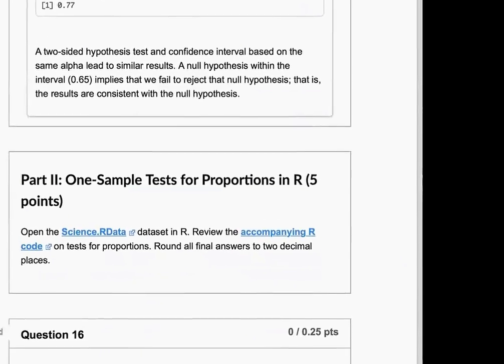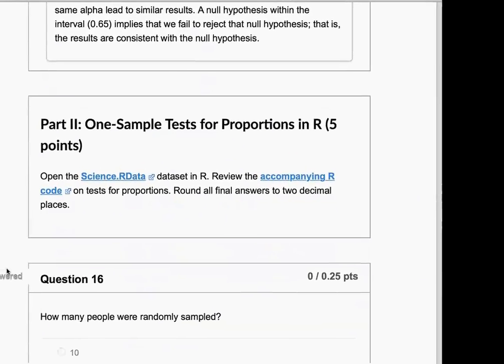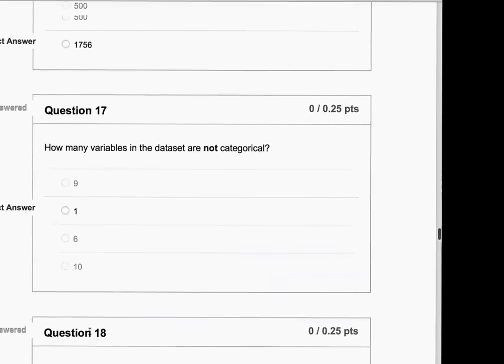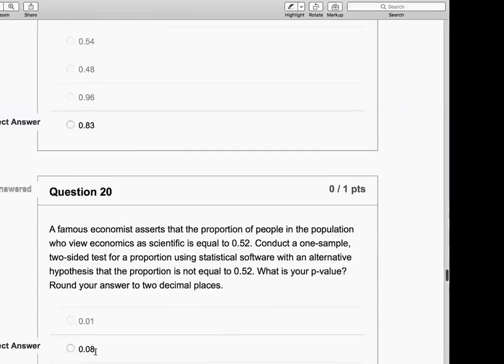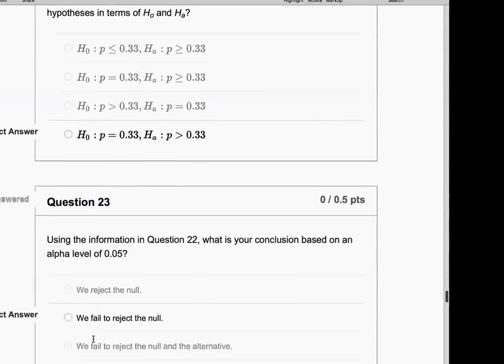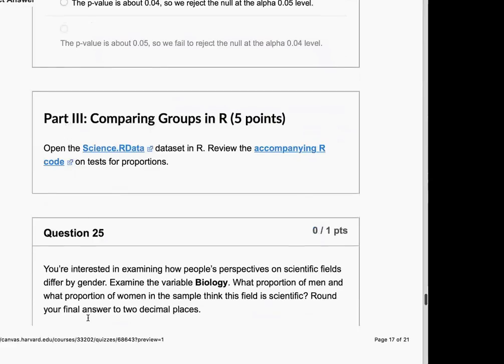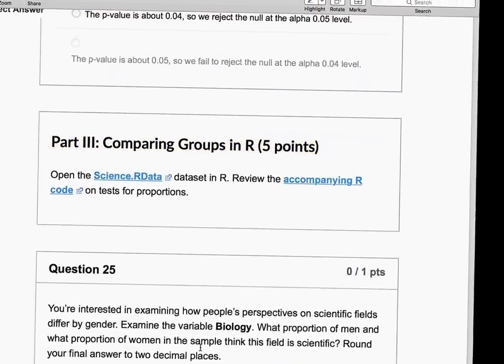One-sample tests and proportions in R, we did sort of address that in the homework assignments. I don't think there's too much I want to talk about because I did address quite a few of these questions, but I just want to end on the two-sample tests, comparing groups in R, because we started with that. I want to end with that.